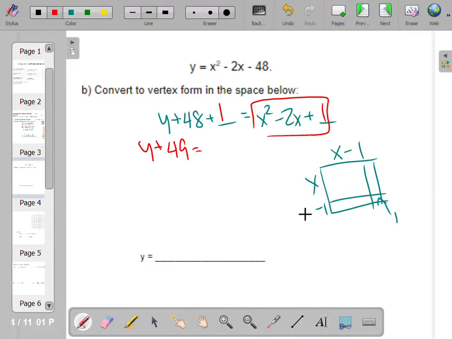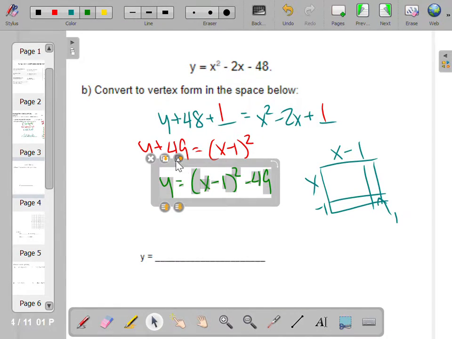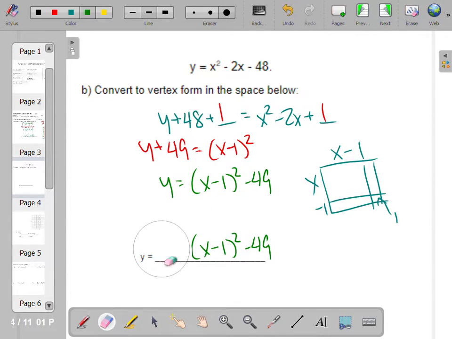On the right side, you're factoring, but you don't really need to factor because it's the dimensions of this square. x minus 1 times x minus 1 is x minus 1 squared. Last thing you've got to do is move the 49 back over. So x minus 1 squared minus 49, and that is now converted to vertex form. So I'll make sure I write on the line. There you go. There's a y already there. How about that? x minus 1 squared minus 49.